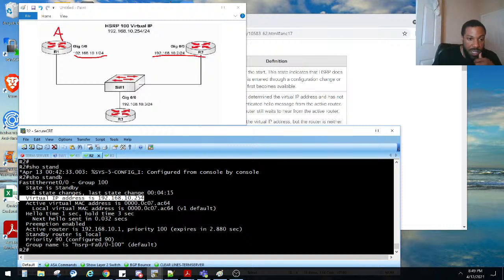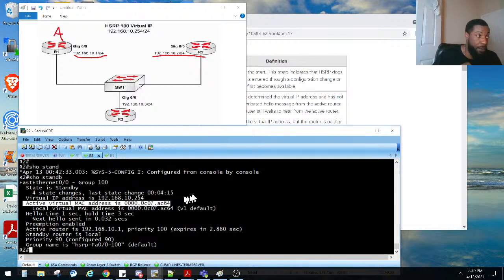That's our virtual address. This is the address that I was telling you guys about, the virtual MAC address. When we had that duplicate IP address, they said, hey, somebody with this virtual MAC address got that IP address already. What you doing, man? And we had to make sure we change it from group 0, which is the default group, to group 100, which is what they asked us to do. And that's what happened there.